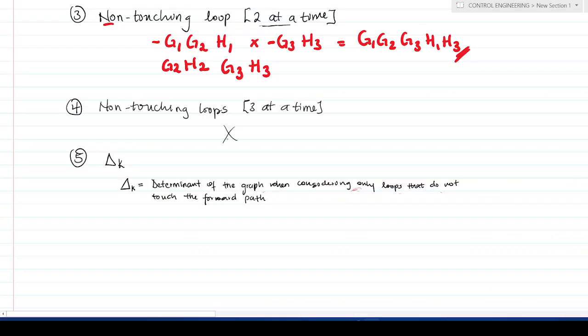Let's just put zero. Now next we need to find the determinant of our graph when considering only loops that do not touch the forward path.